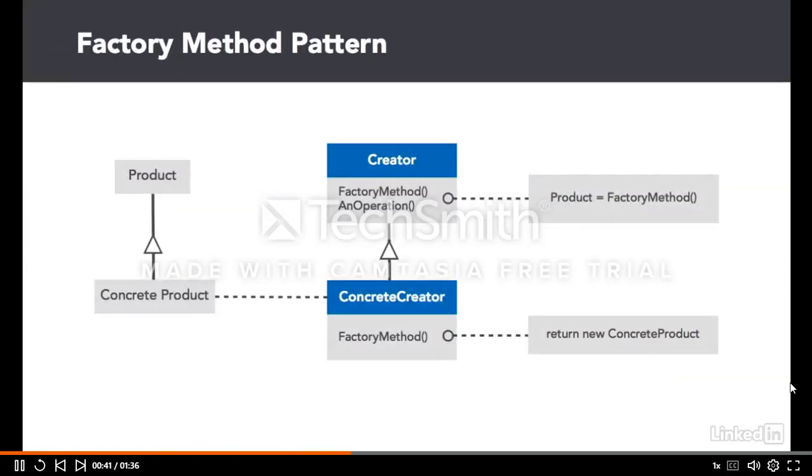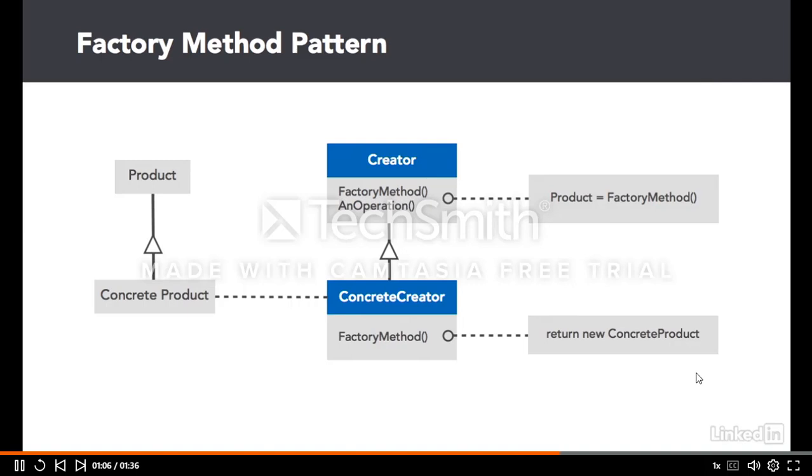But let's first look at the factory method class diagram. We have a product. The product defines the interface of objects the factory method creates. For our example, it's going to be an iSavings account. It's going to be an abstraction of an interface. Right below it is the concrete product, and that implements the product interface. For us, it's going to be City Savings Account and National Savings Account.